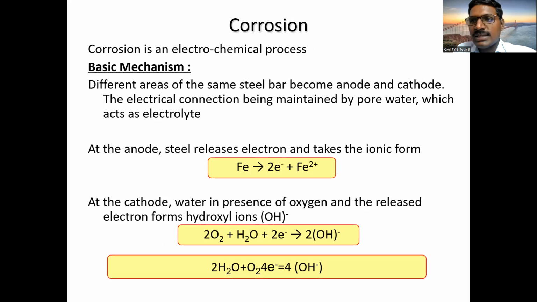Corrosion is an electrochemical process, and the basic mechanism is that different areas of the same steel bar act as anode and cathode, with their electrical connection maintained by the pore water, which acts as the electrolyte. The steel releases electrons and takes the ionic form. At the anode, the water in the presence of oxygen releases the electrons from the hydroxyl ions.